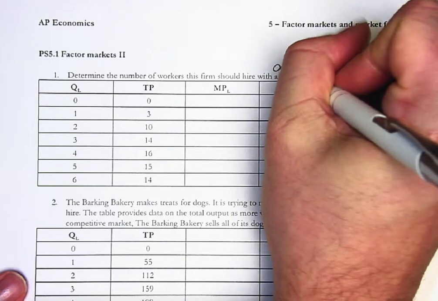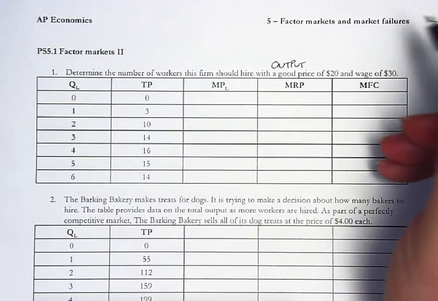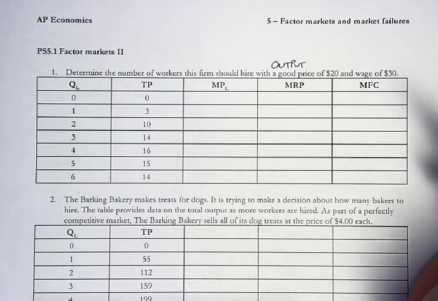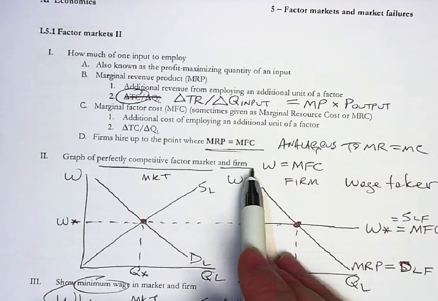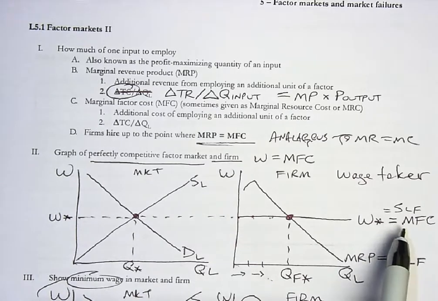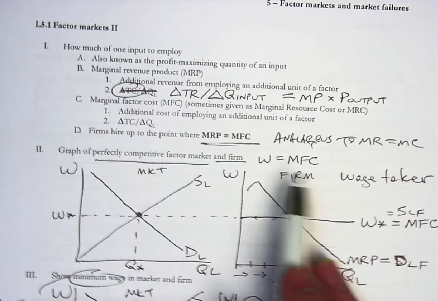Then it says determine the number of workers this firm should hire with a good price, or an output price, right? Some students find that confusing. Output price of 20 and a wage of 30. Okay. So one of the things we learned in the last video was that for a perfectly competitive firm, the wage is equal to the MFC.